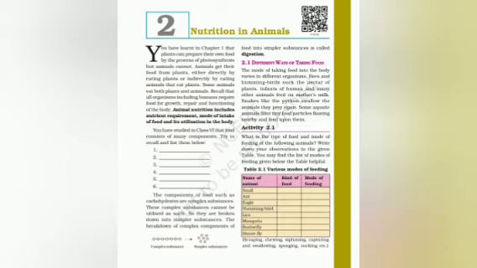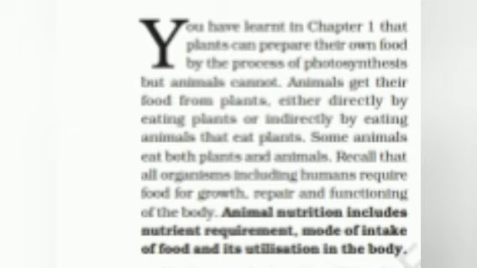Hello friends, in the first lesson of science, that is nutrition in plants, we saw different ways of nutrition, what is nutrition, and the different types of plants based on the nutrition they are having. Most of the plants are autotrophic, while some of them are insectivorous plants. So here in the second lesson of this science, we'll see nutrition in animals.